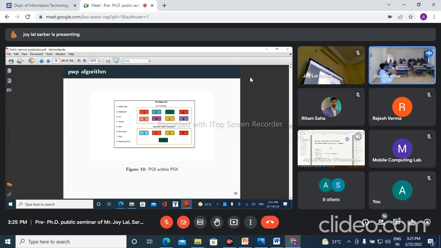So the existing technique only recommends Jagannath temple, because Jagannath temple is there. But what about Puri beach? Our system can recommend that. That's why our system should recommend not only the temple but also the beach. So our technique should recommend a point of interest within a point of interest.